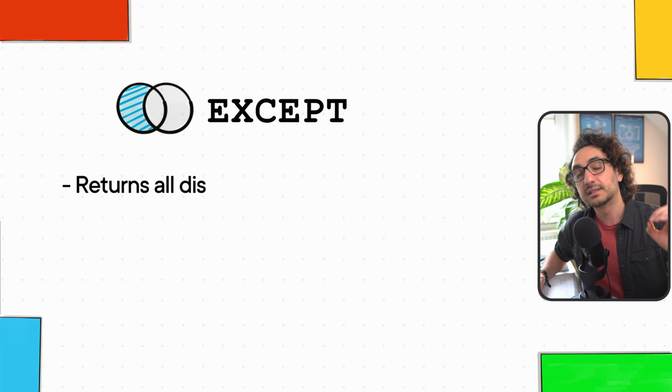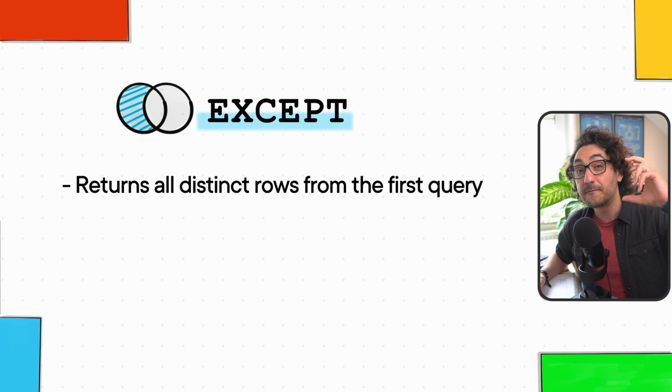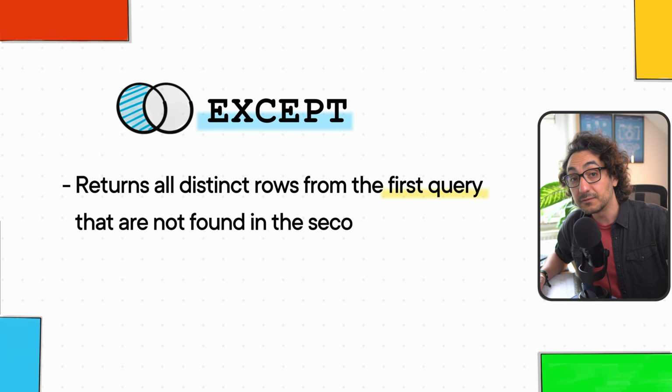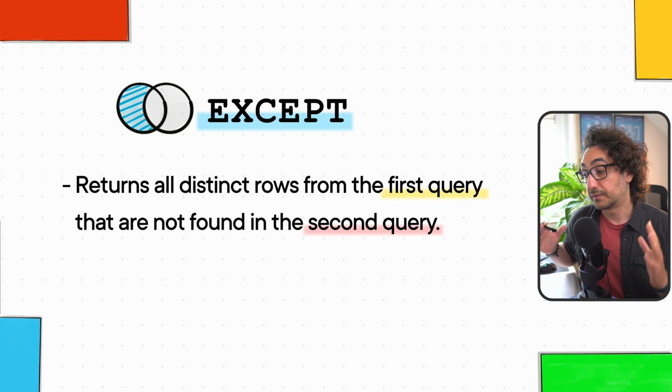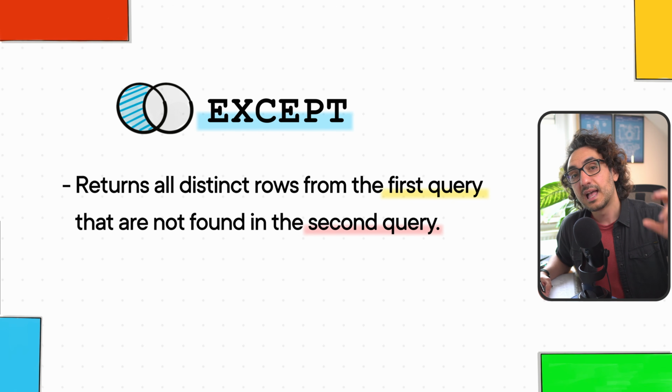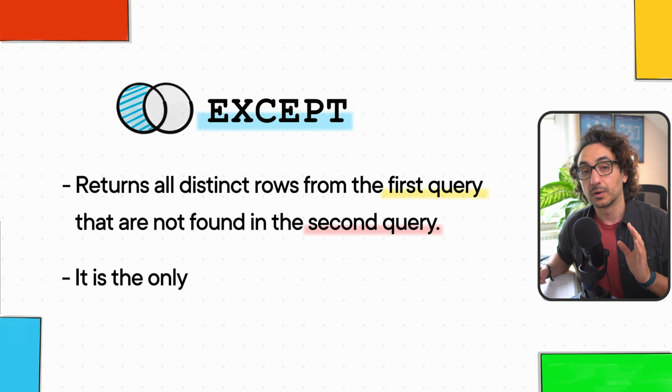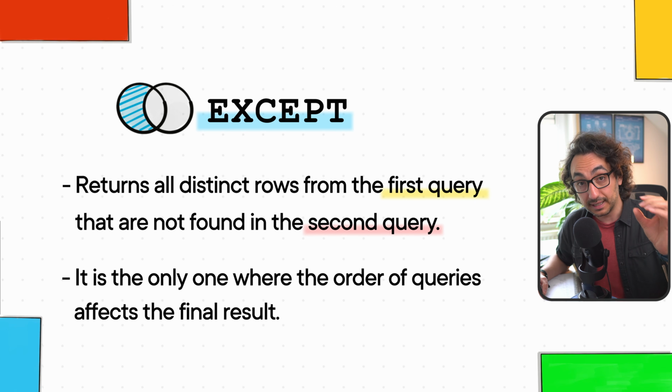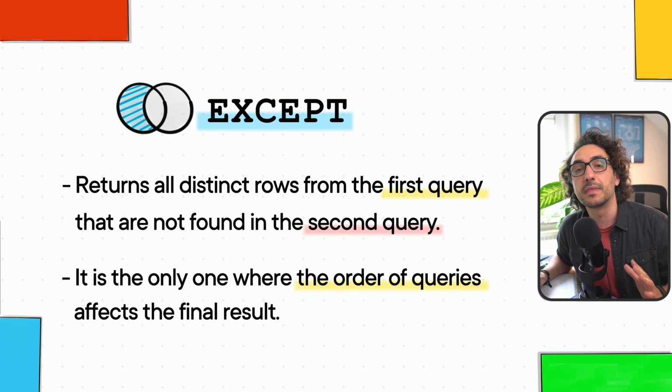Okay, so what is except? Sometimes we call it minus in other databases, but in SQL Server we call it except. It's going to return distinct rows from the first query that are not found in the second query. So from this definition we can understand that the order of the queries can affect the final result. There is a first query and a second query. So it is the only set operator where you have to pay attention to the order of the queries. And like the others, it's going to remove the duplicates from the result set.